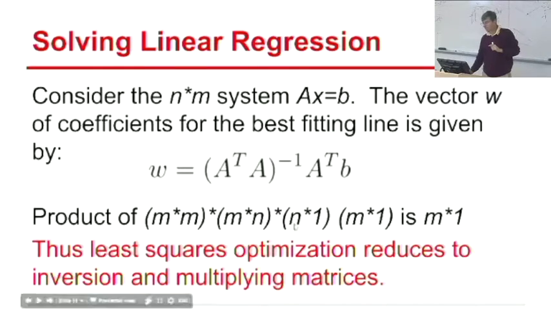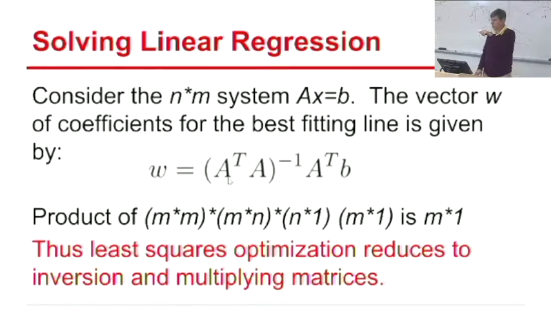So what does this mean? It means that solving least squares problems reduces to multiplying and inverting matrices. So if you have a good library that knows how to multiply matrices efficiently and invert them, this is potentially a fast thing. Any questions?